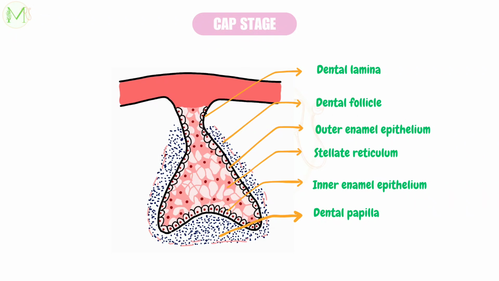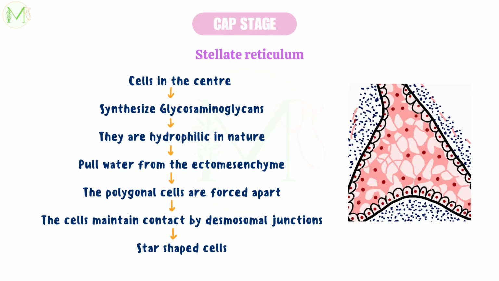Let's see how they are formed. The cells present in the center are polygonal in shape, which are present in between the inner enamel epithelium and outer enamel epithelium. These cells synthesize glycosaminoglycans which are secreted into the extracellular compartment between the epithelial cells. Since these glycosaminoglycans are hydrophilic in nature, they pull water into the enamel organ from the surrounding ectomesenchyme by means of osmotic force. Hence, these polygonal cells are forced apart, yet the cells maintain contact with each other by desmosomal junctions, which leads to the star shape of the cells. The cells of the dental papilla appear more crowded in this stage.